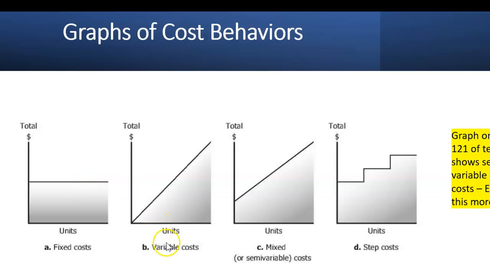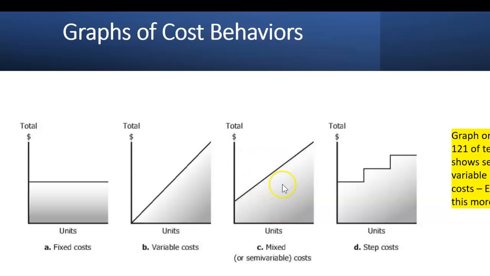If you look at variable costs, this is your volume across here. These are your costs. And you can see that for every single unit you produce, your costs are steadily climbing. So your cost is going up based on the number of units you produce.